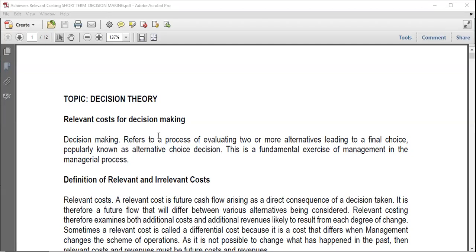Last time we were looking at CVP, cost volume profit analysis, and I hope that you went through the notes. I've not gotten any questions yet. I was supposed to send you some practice questions. Unfortunately, I was not able to due to unavoidable circumstances, but I hope you went through the notes. So today we want to interest ourselves in this topic of relevant cost for decision making.